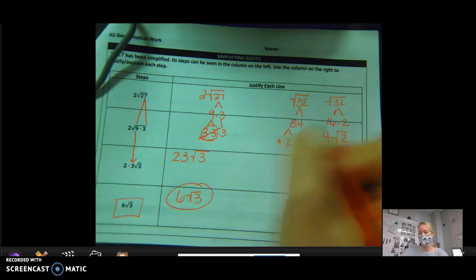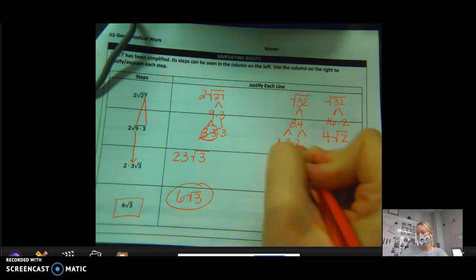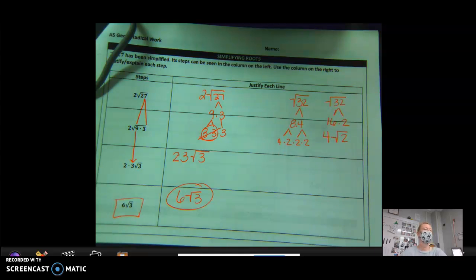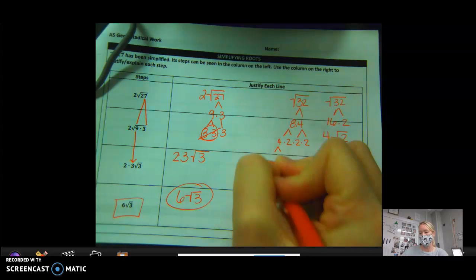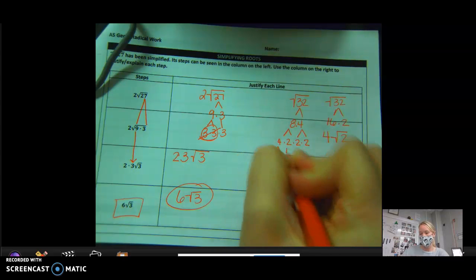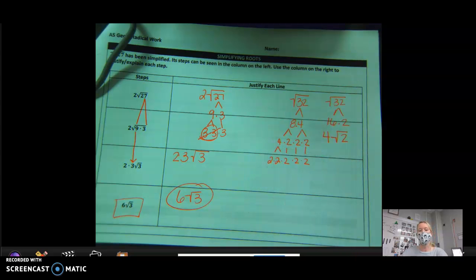4 times 2, right? What does this 4 break into? 2 times 2. Are they all prime? No. So I need to break 4 up again. What does 4 break up into? Now bring down all your other numbers. Go through and circle your factor or your pairs.